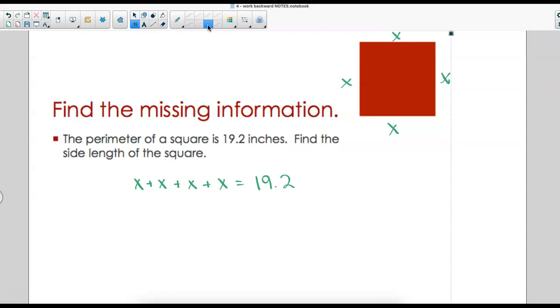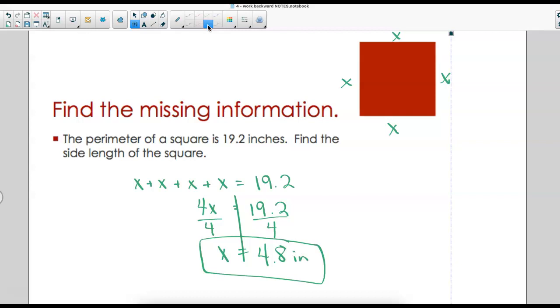What's x plus x plus x plus x? 4x. So we have 4x equals 19.2. And then we solve this. How do we solve it? So 19.2 divided by 4. So x equals 4.8. And it would be inches. So far, so good? Is that making sense to everybody? Questions? Okay, flip the page.